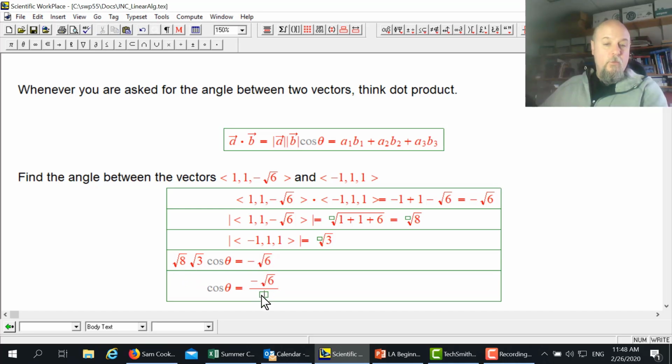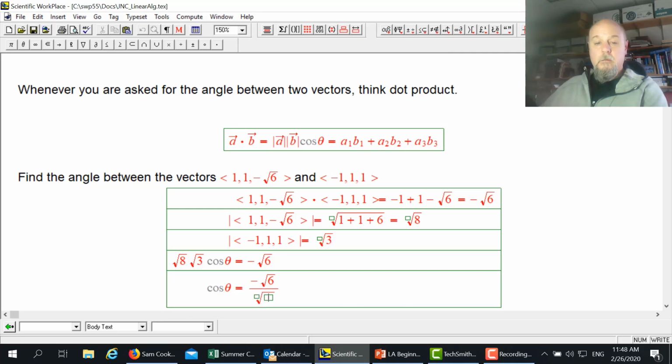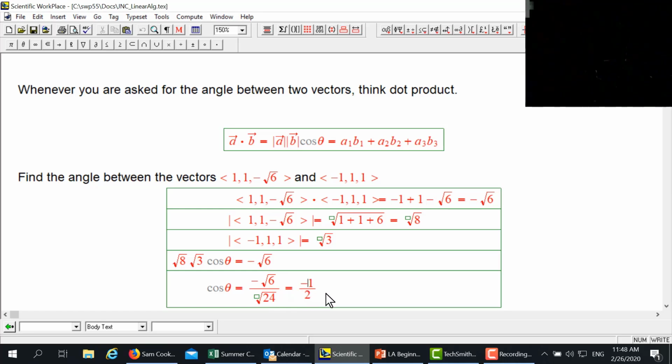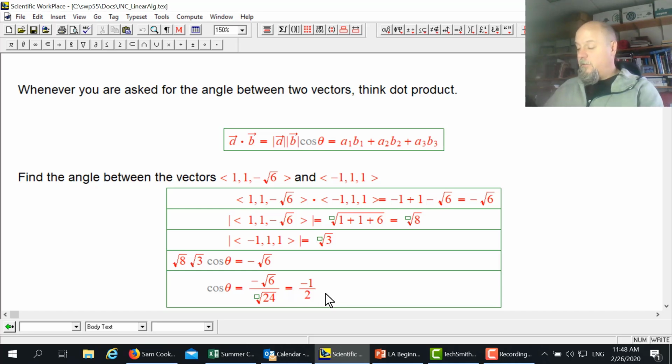This is going to be root 24, which, okay. When I cancel that, that's root 4, so I get minus a half. I knew it was going to be negative. So the cosine of theta is equal to minus a half. That means that theta, that's a special triangle, minus a half.